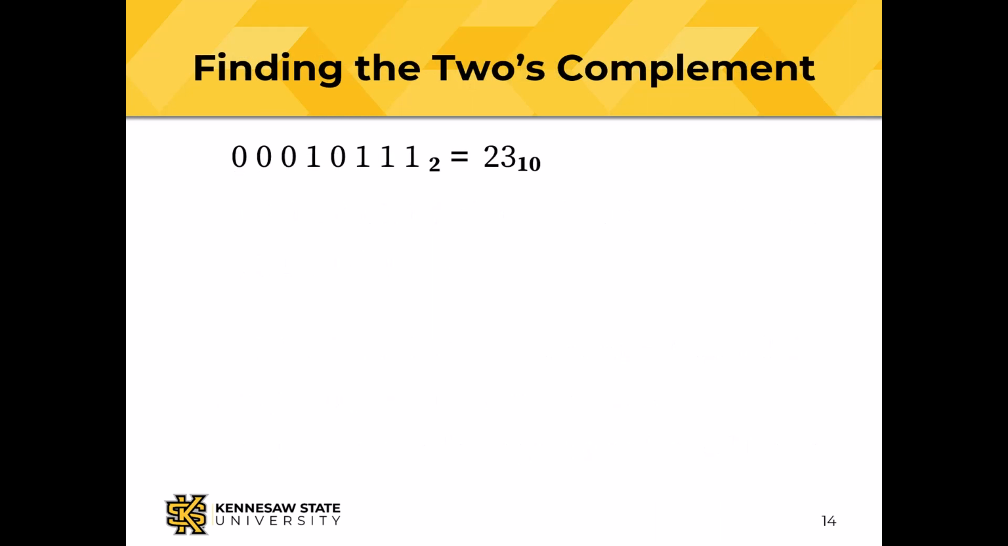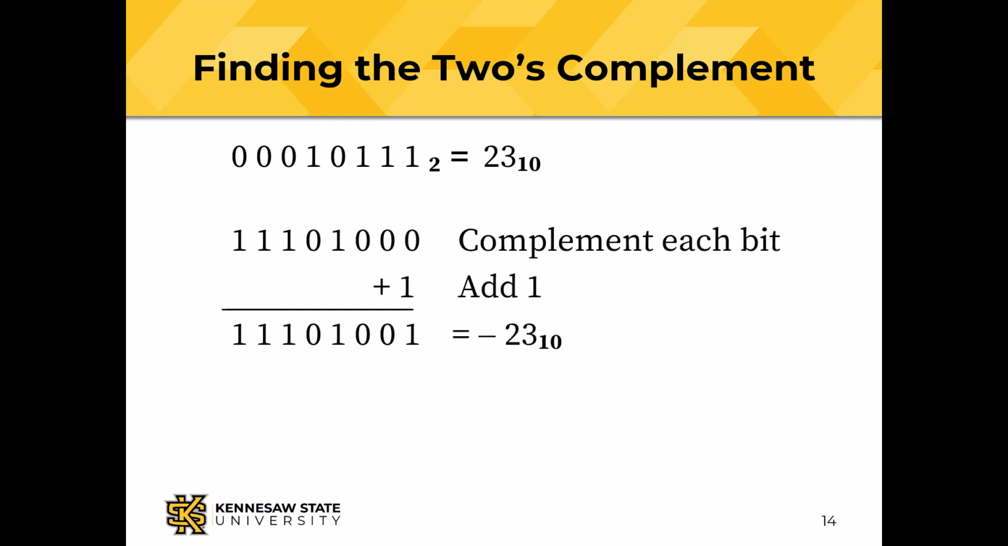So let's find the 2's complement of our old friend 00010111. That's a 23 base 10. First, we complement each bit and get 11101000. I add 1 to that, and there's nothing to carry in this example, so I get 11101001. I can check whether that worked by adding the plus 23 to my minus 23.